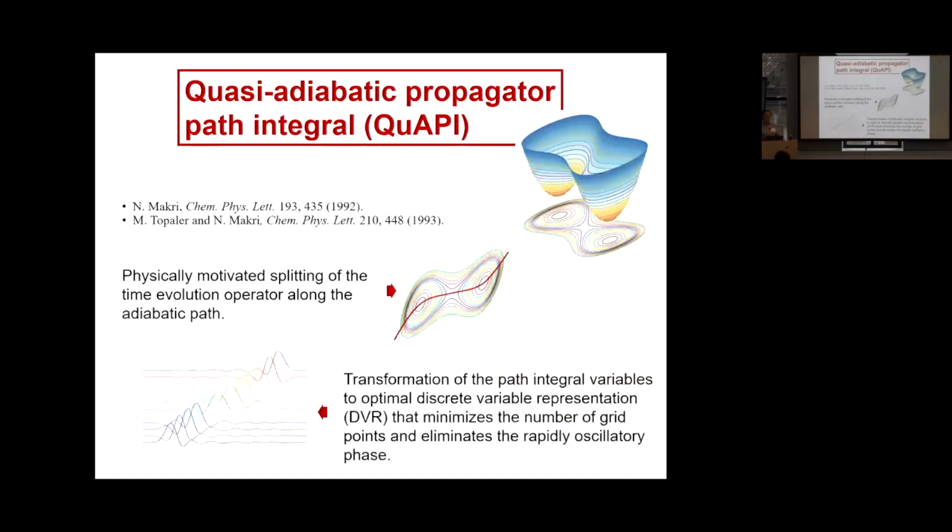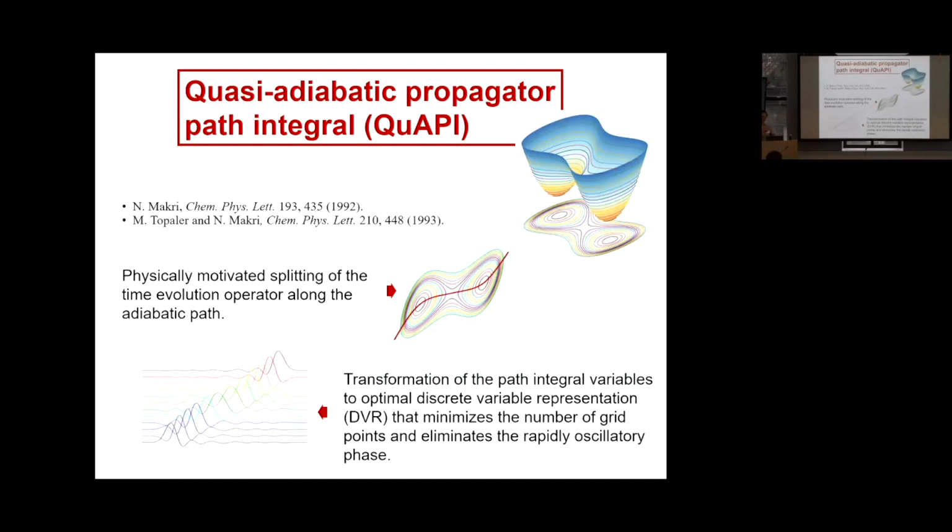So a long time ago, actually 30 years ago, we started developing this methodology that became known as the QAPI, for quasi-adiabatic propagator path integral. The first steps were to construct physically motivated propagators by splitting the time evolution operator along the adiabatic path. This is actually how this started.